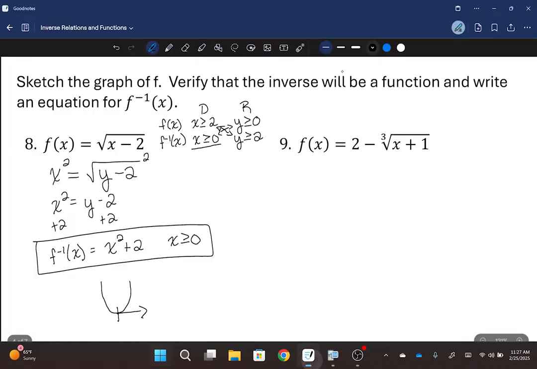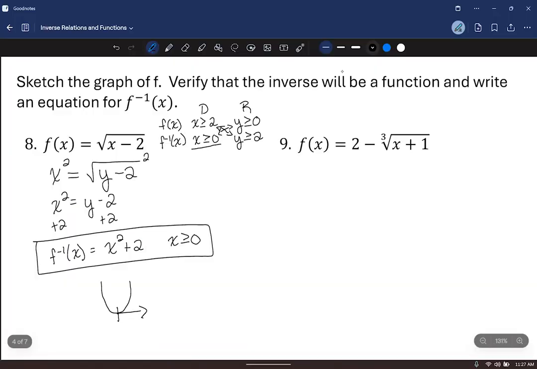All right, so let's go ahead and do number 9. So with cubic equations, you don't have a restriction on your domain at all because you don't have those even roots. You have an odd root. So we're going to go ahead and flip-flop the x and the y.